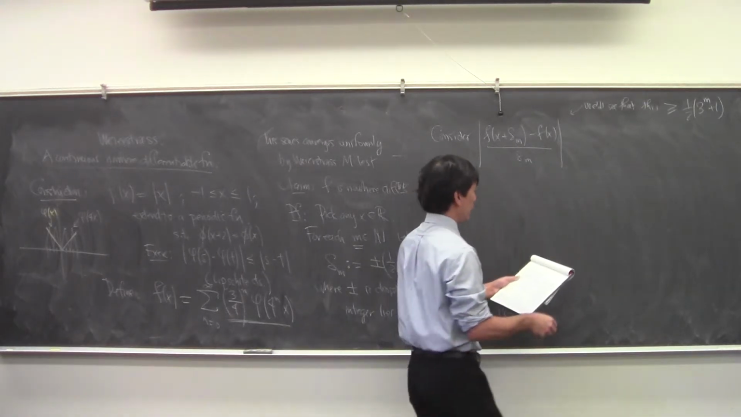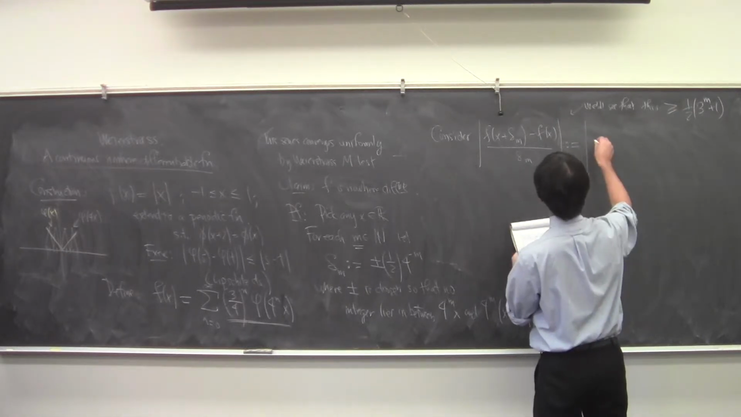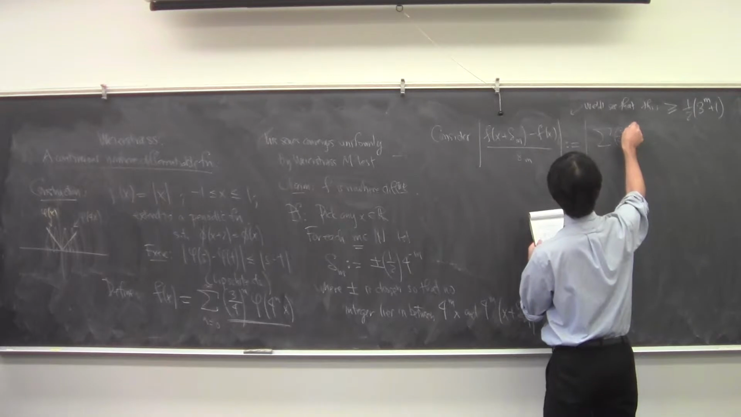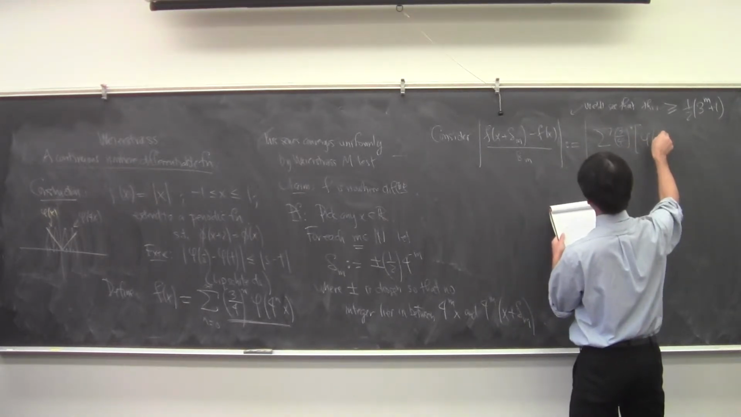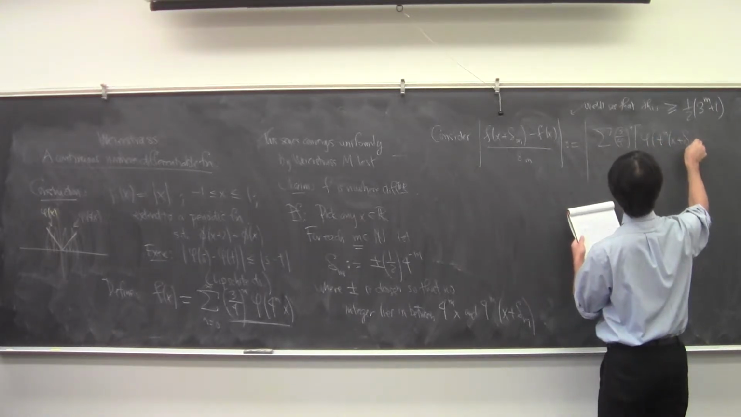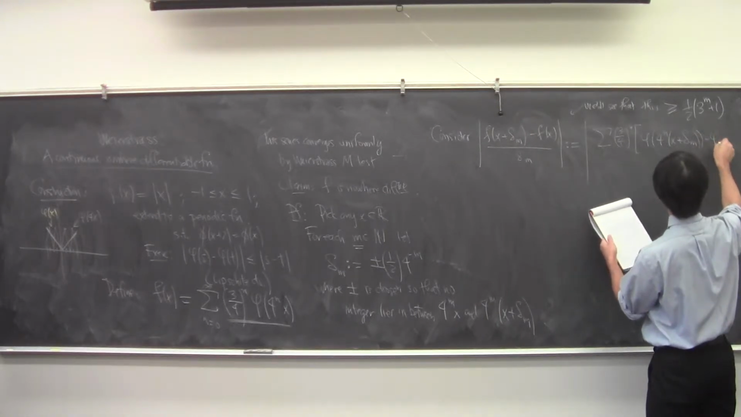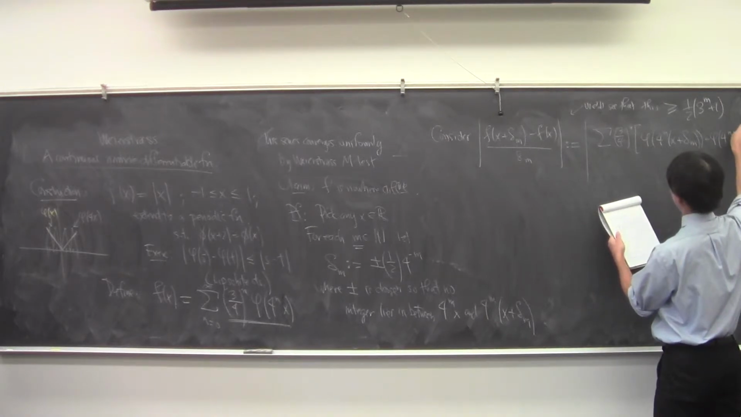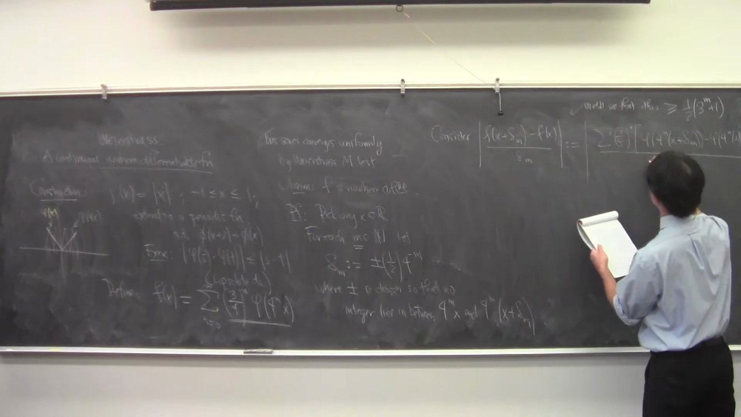Okay, so I'm just going to rewrite this thing as the summation of 3/4 to the n times phi of 4 to the n x plus delta m, minus phi of 4 to the n x, over delta m.